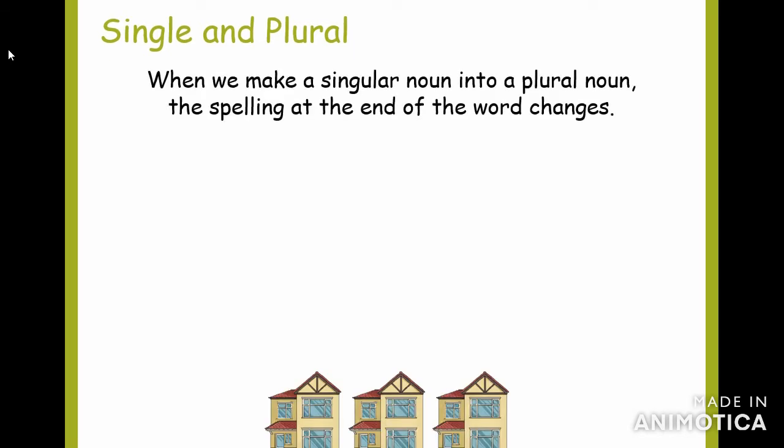When we make a singular noun into a plural noun, the spelling at the end of the word changes. So, for example, the word house would turn into houses. The word boy would change into boys.